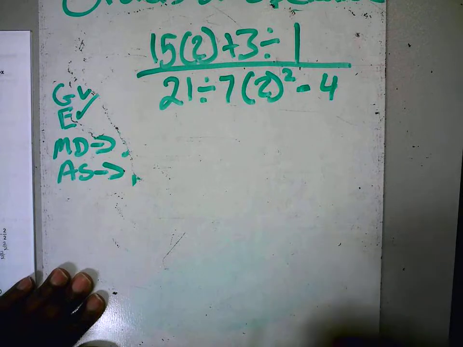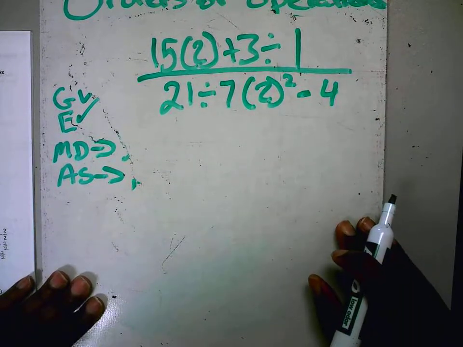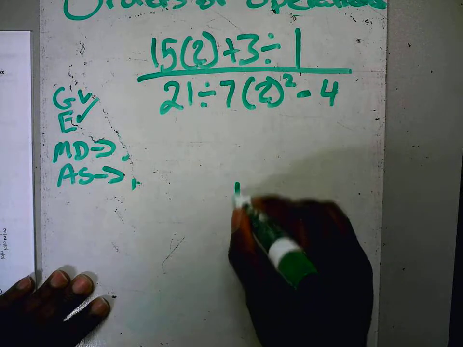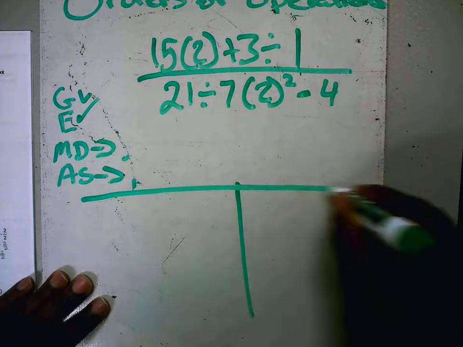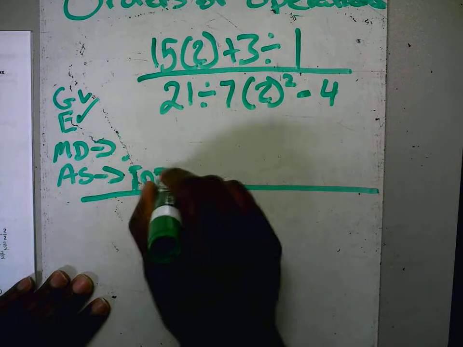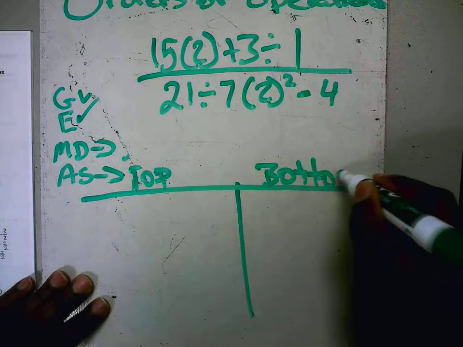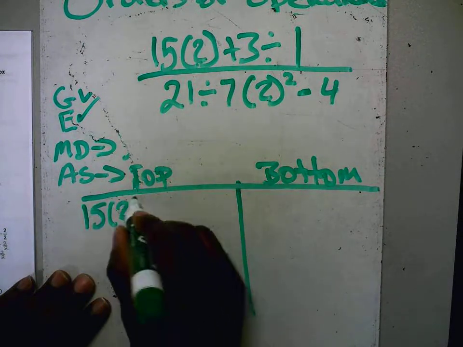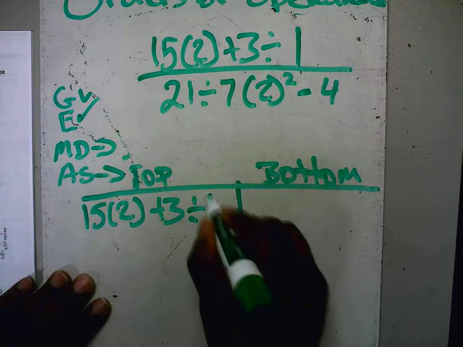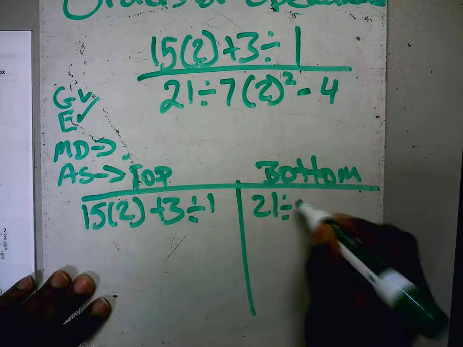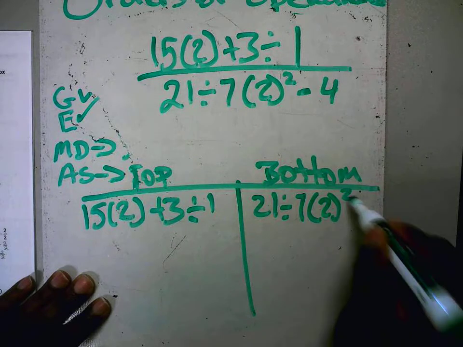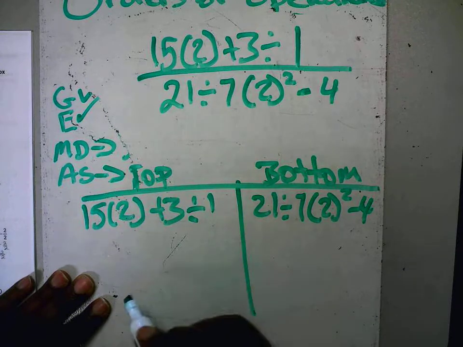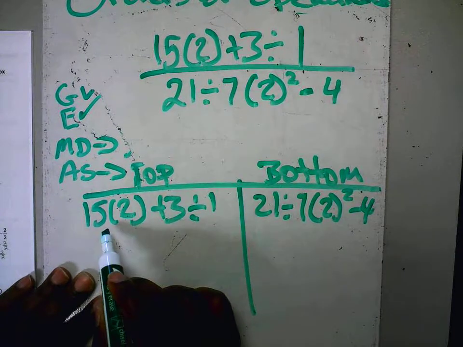Okay, now the way I like to do these, I break these up top and bottom. Okay, so I'll do this. I'll come over here, I'll come down here, I'll do my top over here, I'll do my bottom over here, and you'll see how we finish it up. So I break my top into 15 times 2 plus 3 divided by 1, and I write my bottom 21 divided by 7 times 2 squared minus 4, and I do these separately. I always do the top first.